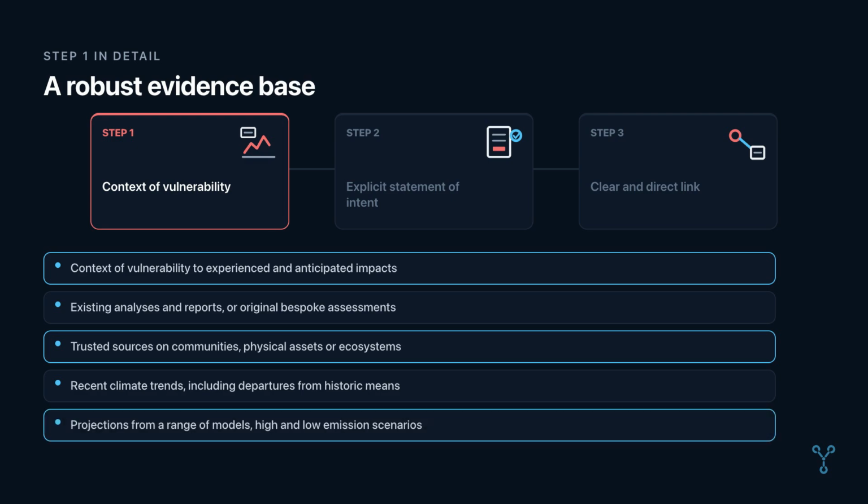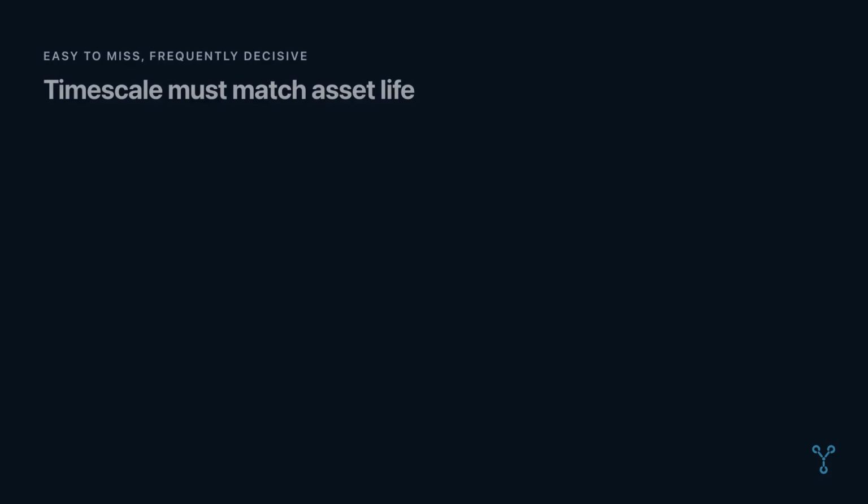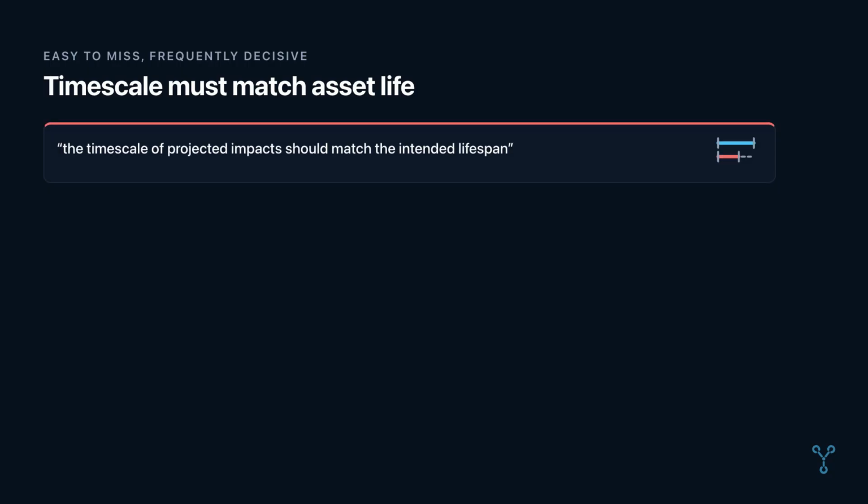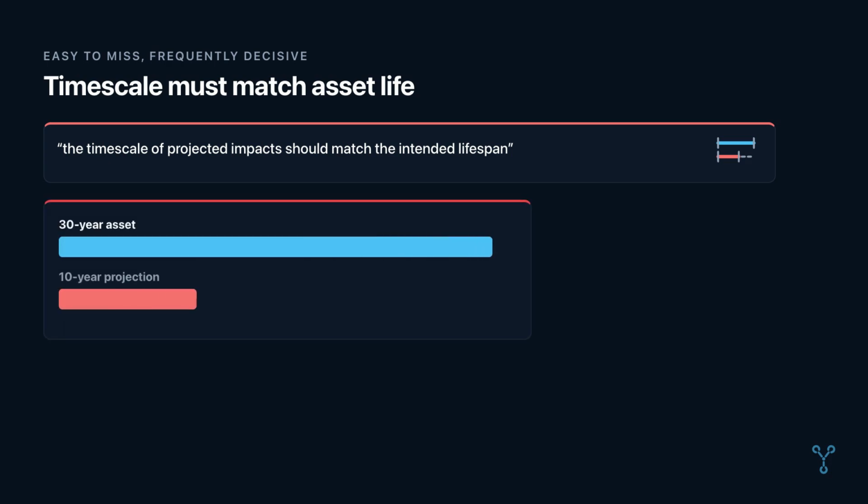These should be combined with climate change projections drawn from a range of climate model simulations, and this must include high and low greenhouse gas emission scenarios. The full range of projected impacts and uncertainties must be explored, and projection uncertainties must be presented and interpreted transparently. One requirement is easy to miss and frequently decisive. The timescale of projected climate change impacts should match the intended lifespan of the activities being financed. That is a real test that can be failed. A 30-year asset justified by a 10-year projection has a mismatch, and a technical reviewer will find this immediately.